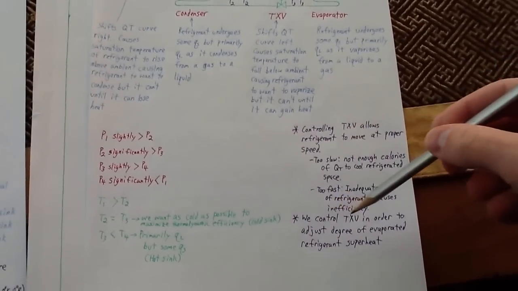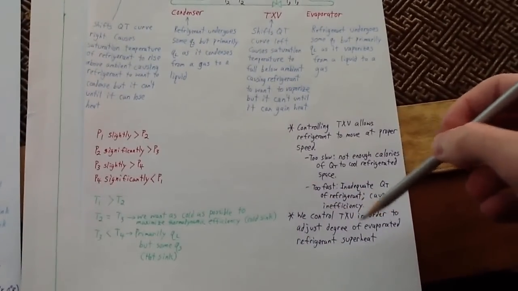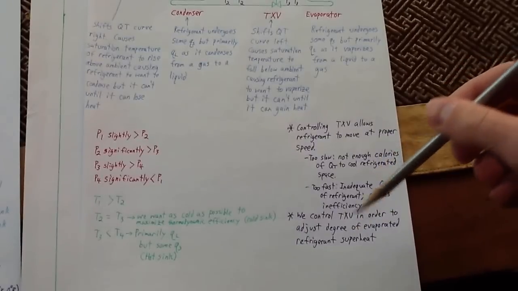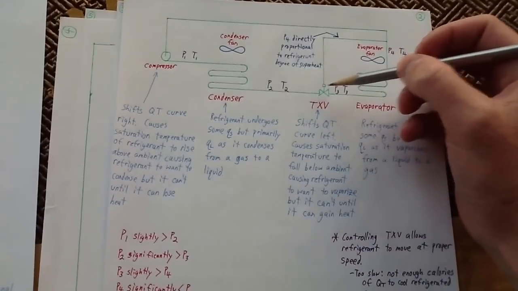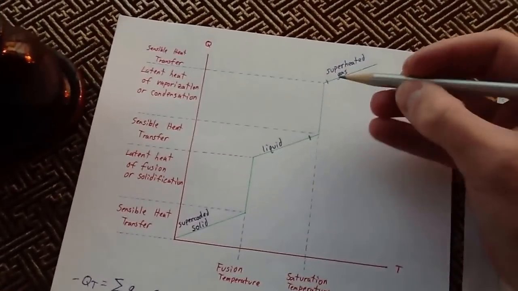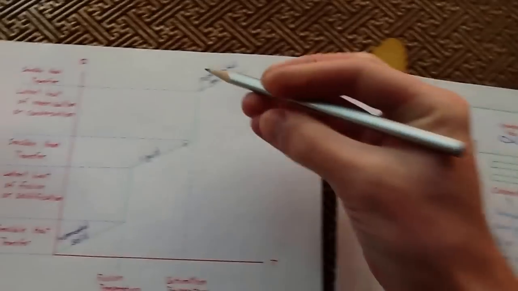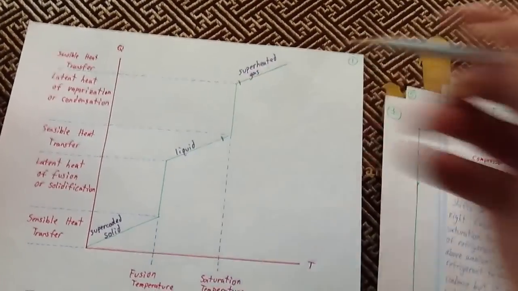Okay, basically, we're going to control the thermal expansion valve in order to adjust the degree of evaporated refrigerant superheat. So the entire purpose of this pressure right here is that it's going to control the degree of superheat that takes place, how much superheating of the gas takes place. We want it to be a little bit past this saturation temperature, but not too far past it, otherwise it will cause a decrease in efficiency.